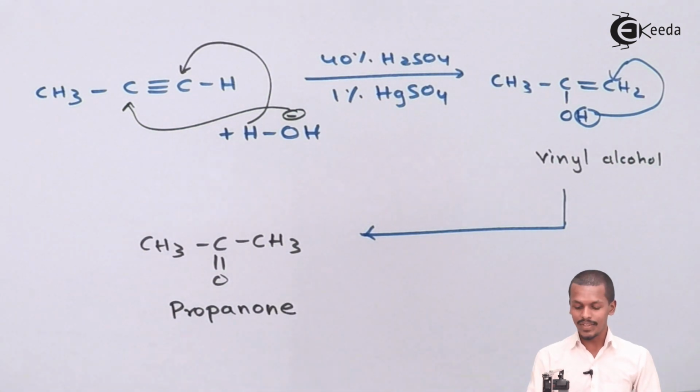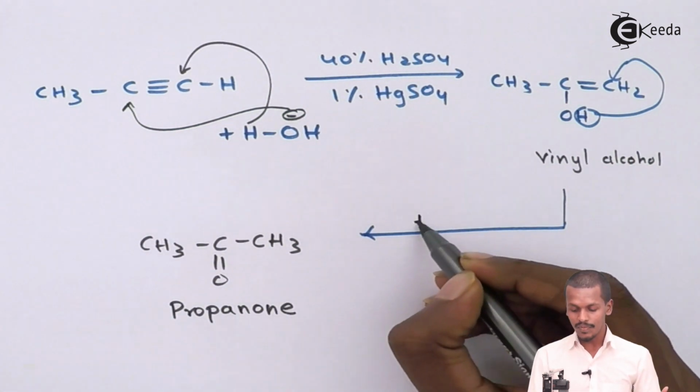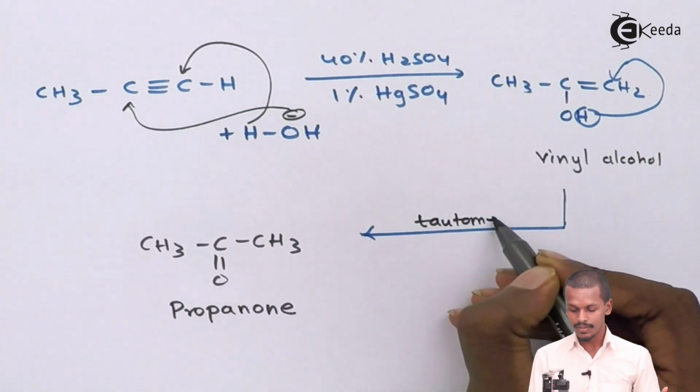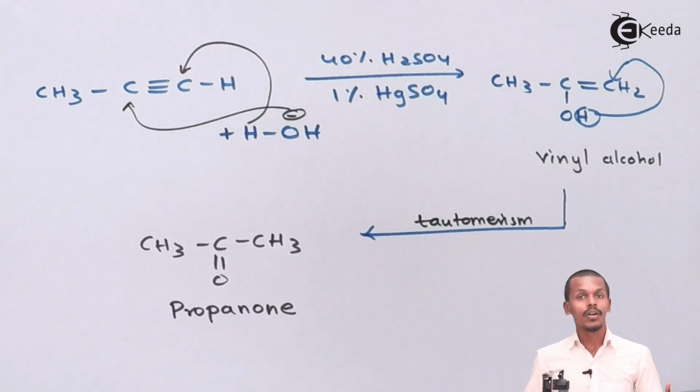So this is propanone that we have got. In this place also tautomerism would take place, and that's the thing that we will obtain a ketone. But in the previous one we have got an aldehyde. So it depends on what kind of molecule that we take, and that is the thing that we have got here as a ketone.